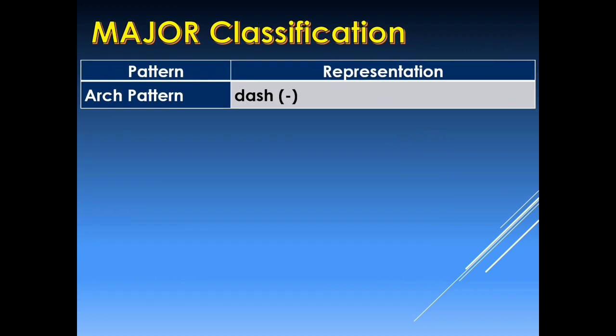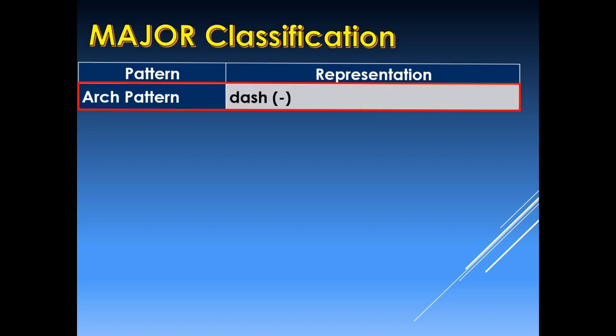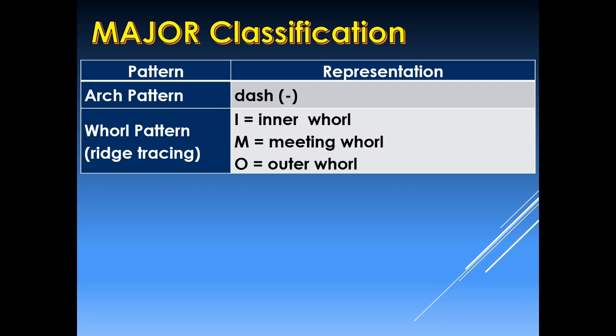The following representation shall be used in major classification. So if the fingerprint pattern is an arch, whether that is a plain arch or a tented arch, we are going to use a dash. Now, when the pattern is a whorl, we are going to use the ridge tracing of the whorl pattern. So we are going to place there I for inner whorl, M for the meeting whorl, and O for the outer whorl.